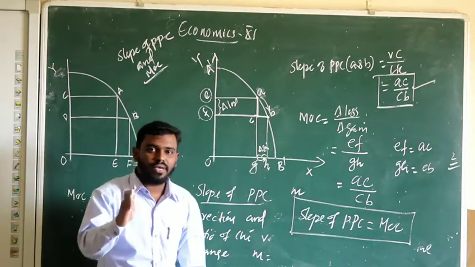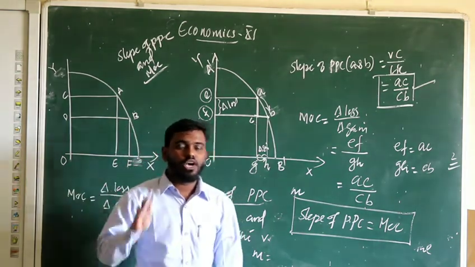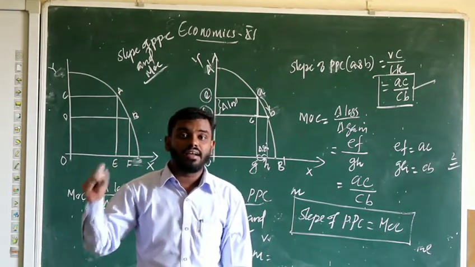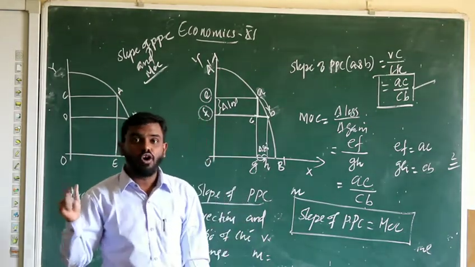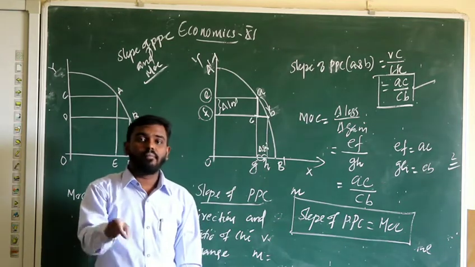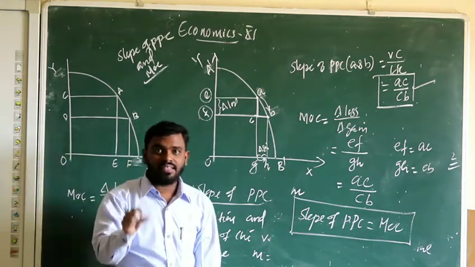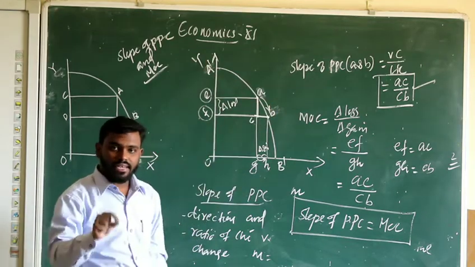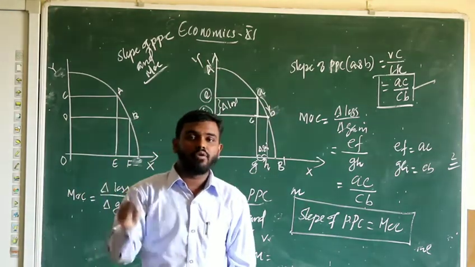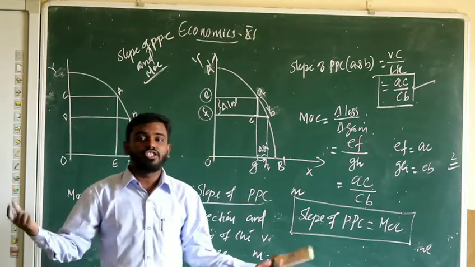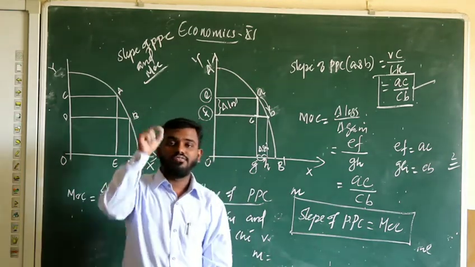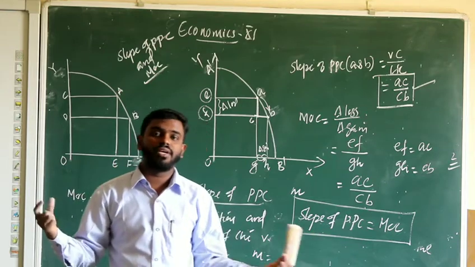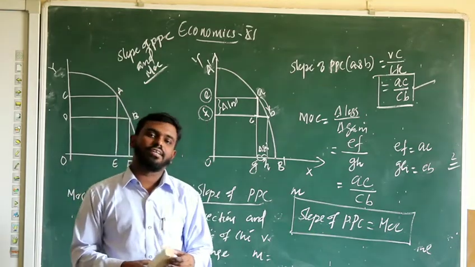Okay, slope of PPC is equal to MOC, or what is another name of MOC? MRT, marginal rate of transformation. If MOC or MRT is rising, then the shape of PPC will be concave. If MRT or MOC is falling, then the shape will be convex. If MRT or MOC is constant, then the shape of PPC will be a straight line.